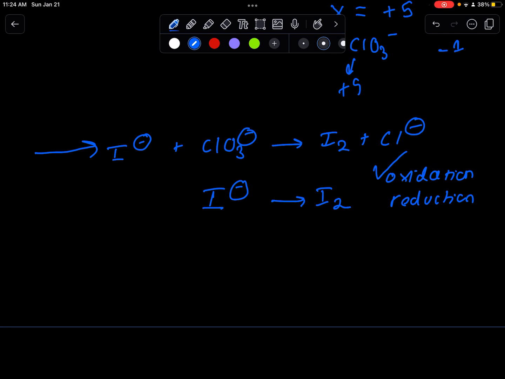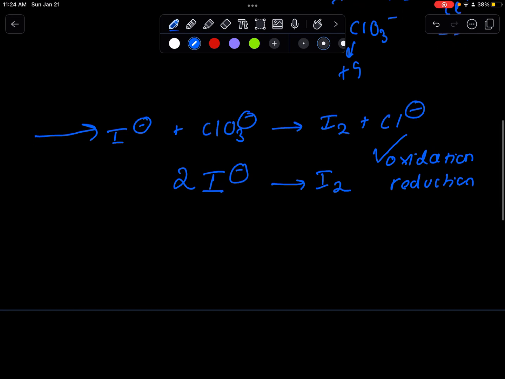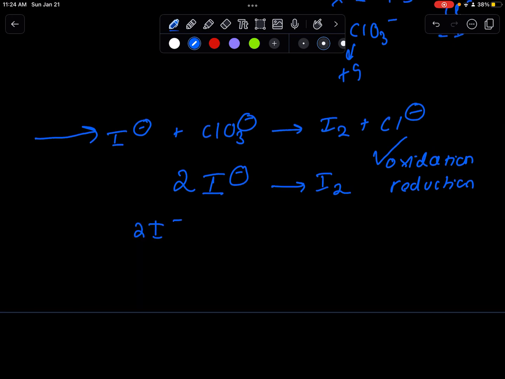Now, before we add electrons, we need to balance the I, right, the iodine. So I'm going to put 2I minus here. So 2I minus goes to I2. Now, how many electrons are there? So one thing about redox reactions is you need to balance the charges. So this is a -2 charge on this side. The reason is that we take this and we multiply it by this. And this is -1. This is a charge of 0.